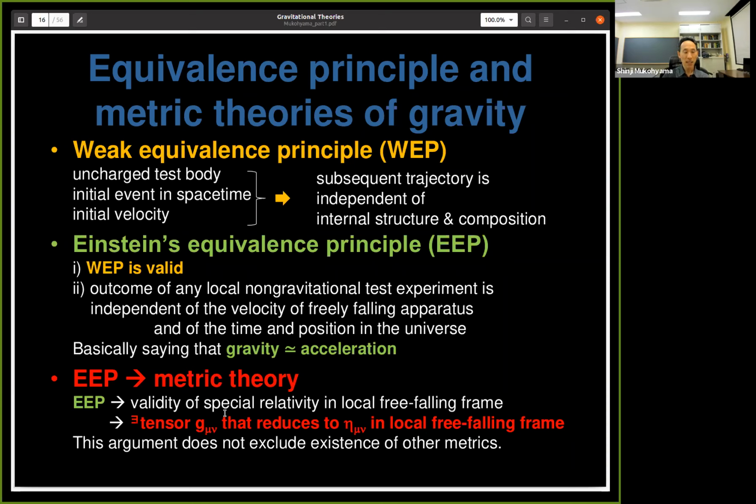So from now on, I'm going to consider metric theory, including GR and modified gravity. But please remember that Einstein's equivalence principle does not exclude the presence of other fields, including other metrics or other fields such as scalar fields or vector fields. But at least it tells us that we should have at least one metric.